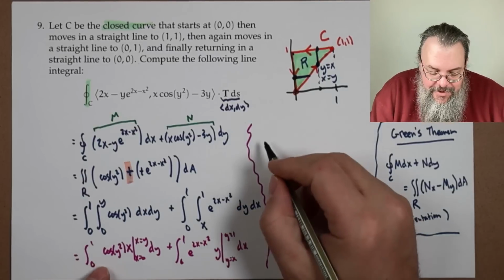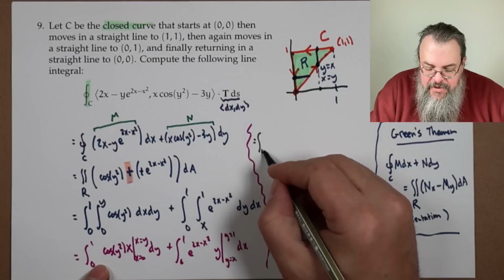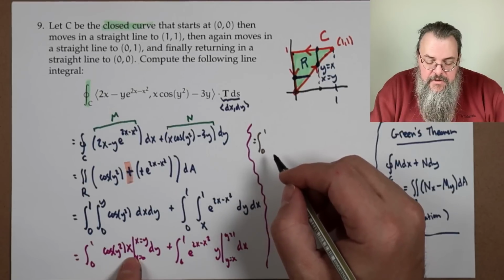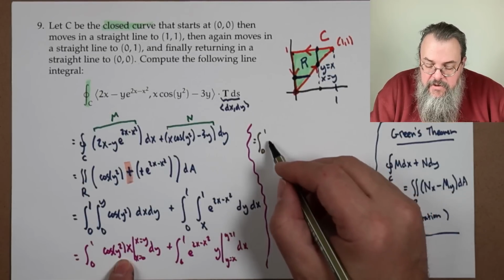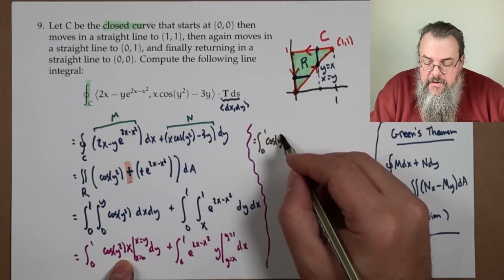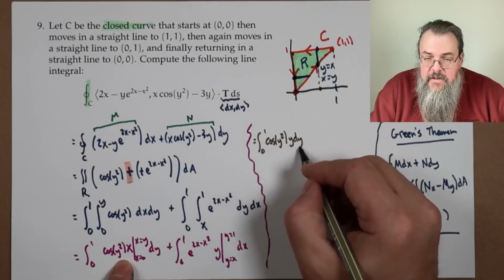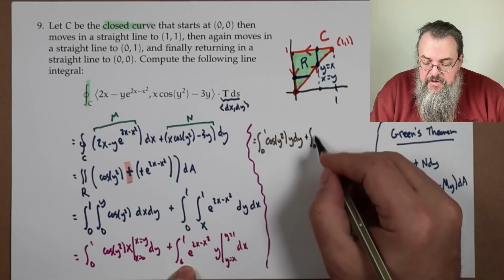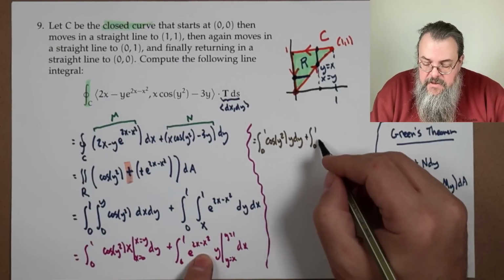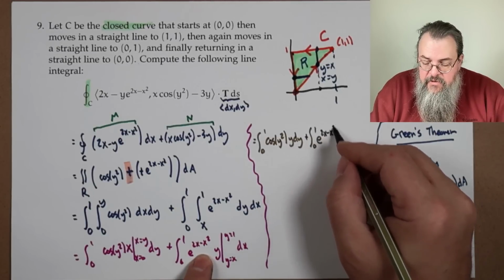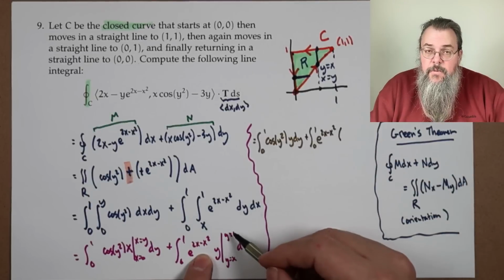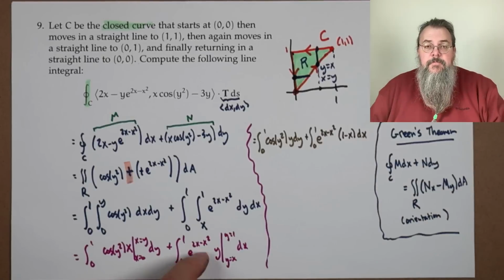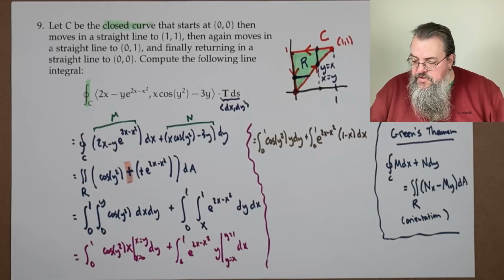All right. So this becomes integral 0 to 1 of, when we plug in 0, you get 0. Plug in y, you get y. So it's cosine y squared y dy, plus integral 0 to 1 of e to the 2x minus x squared, and then plug in 1 minus x dx. Okay, so we're going to do some substitutions.